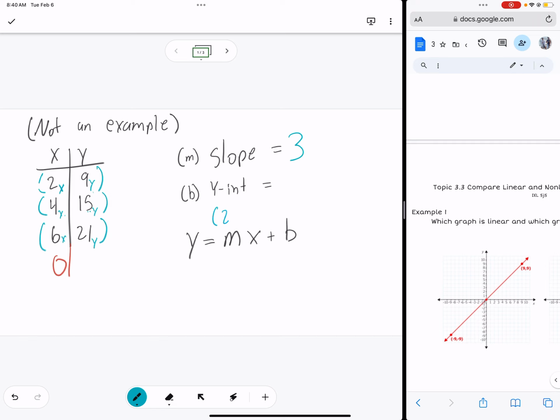I'm going to take the point (2, 9). Where did I get that point? I got it from the chart. I know that it's x, y, so x goes first. So what is my y value? 9 equals, what's m? 3. What's x? 2, plus b, because we don't know b. Now we can solve, right? Let's do it. 9 equals 6 plus b. And then this is a math fact: what number plus 6 equals 9? 3. So the y-intercept equals 3.